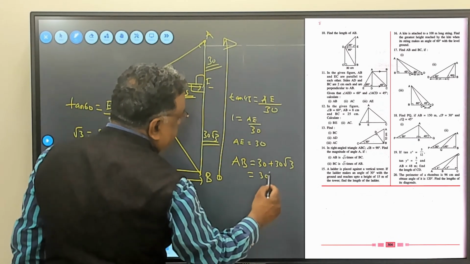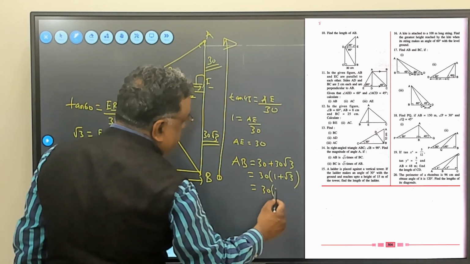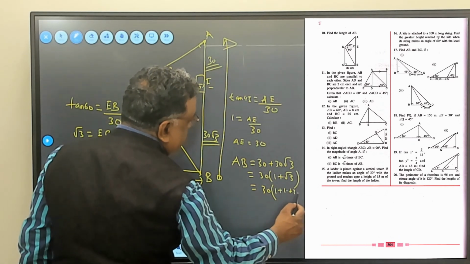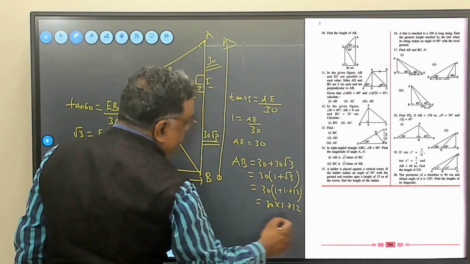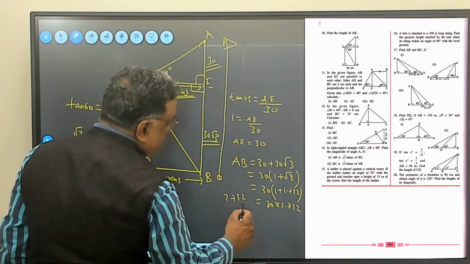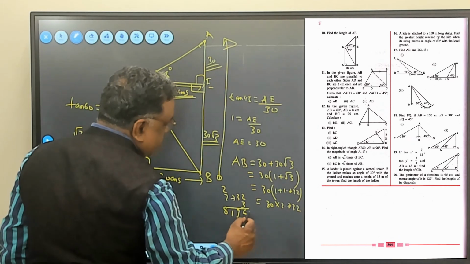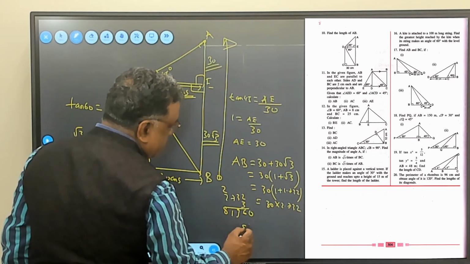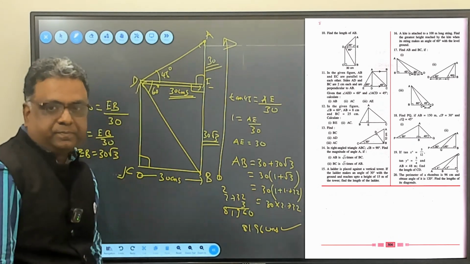So 30 times 1 plus root 3, that is 30 times 1 plus 1.732, that is 30 into 2.732. So I will do 2732 into 3, and that gives 81.96 centimeters. This is the answer. Okay.